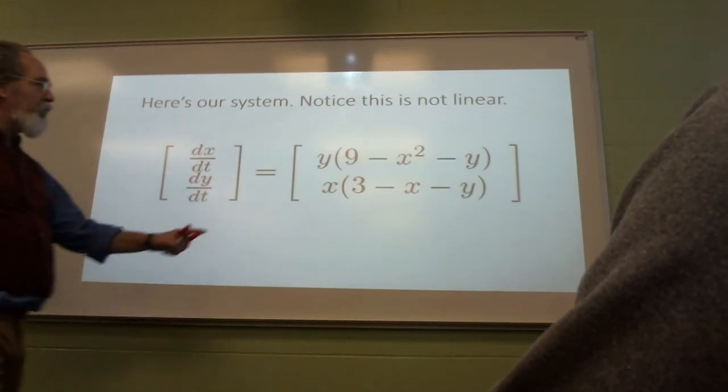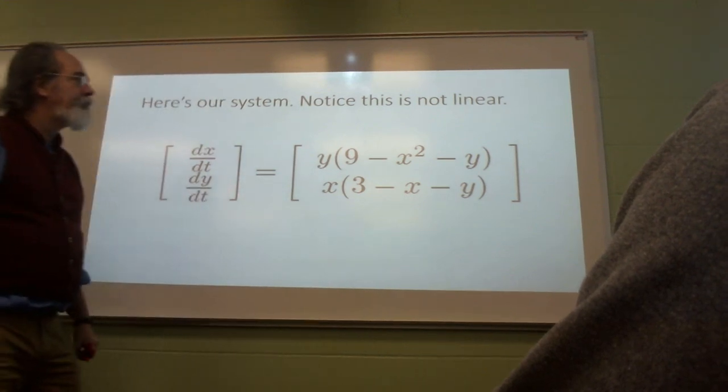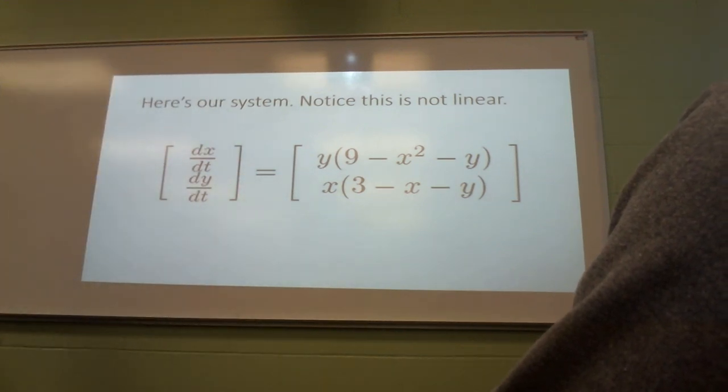All right, so here's our system. How do we know it's not linear? Name something not linear.